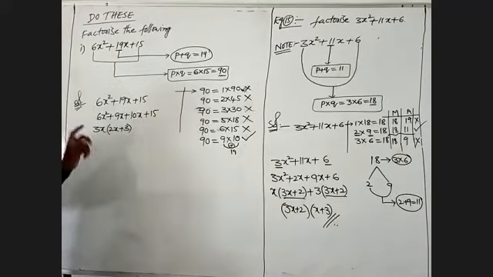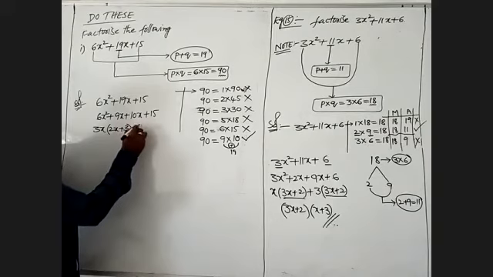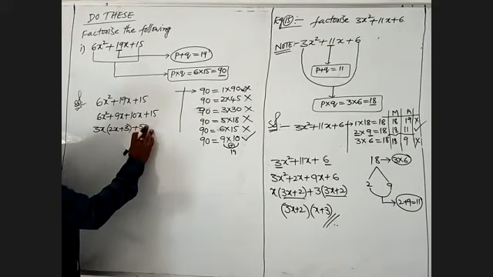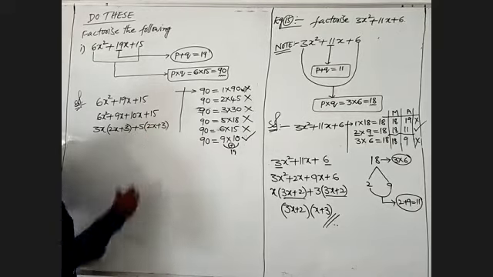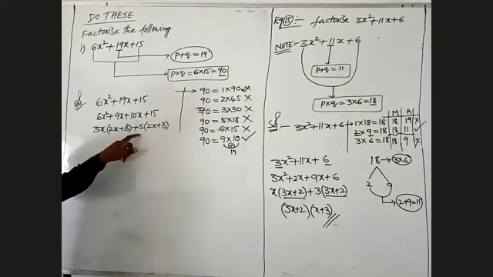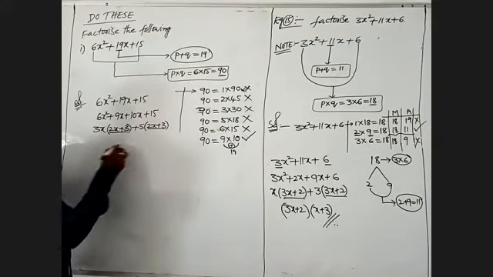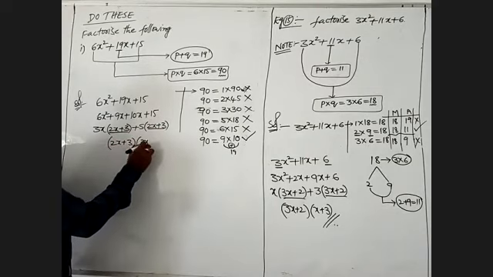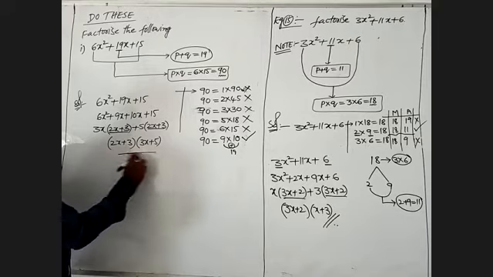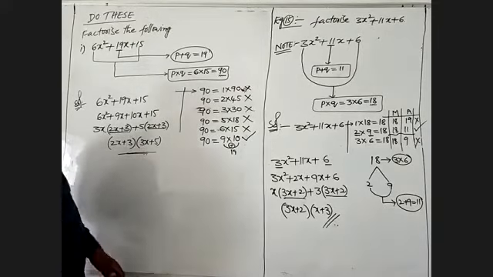We'll observe in this one: 3 into 2x is 6x square, x into x will become x square, 3 3s are 9, 9 into x is 9x. In this one I will take 5 common, that I will write as 2x plus 3. Observe, 5 2s are 10, 10 into x is 10x, 5 3s are 15. Here the common term is 2x plus 3. Remaining I will write 3x plus 5. This is the factorization of the given polynomial.